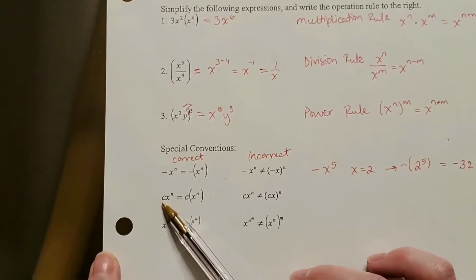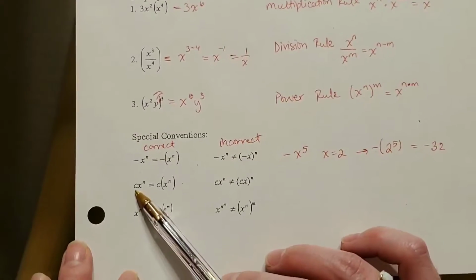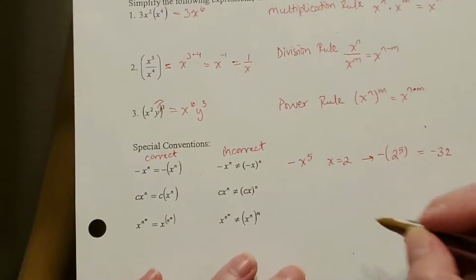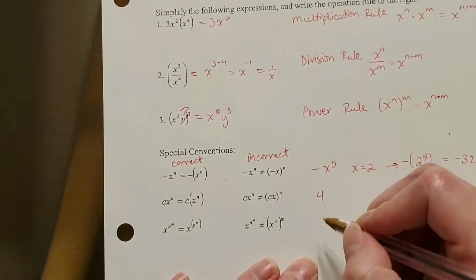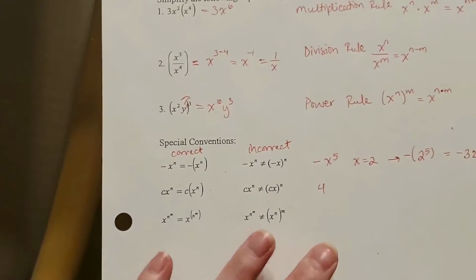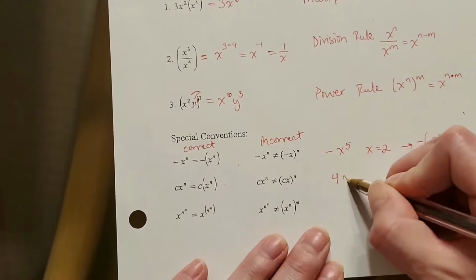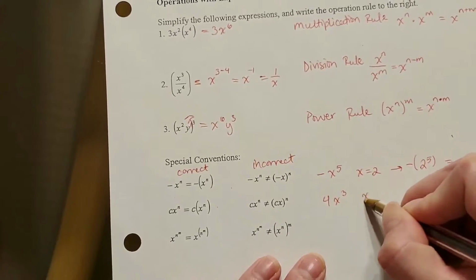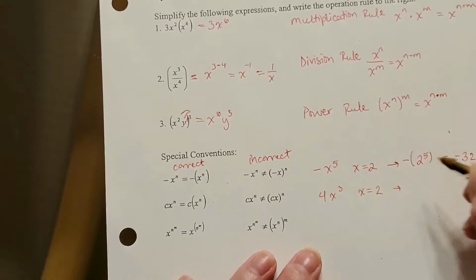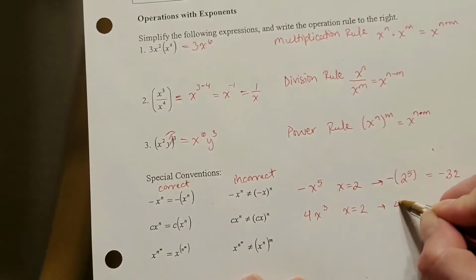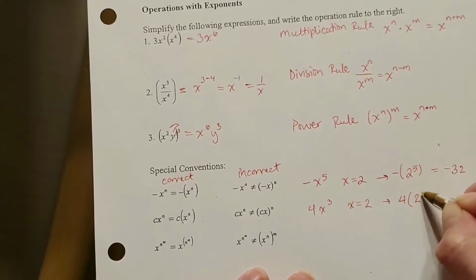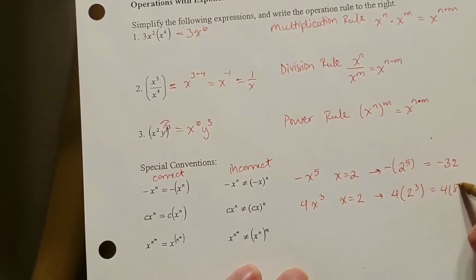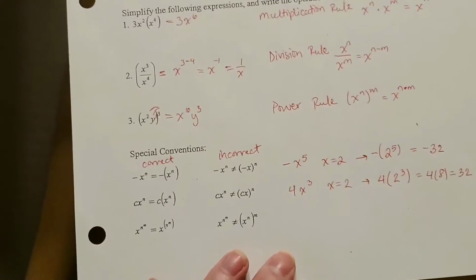Okay. If we have a coefficient in front, then remember it's just that coefficient times the result of your number to a power. So if we have, for example, 4x cubed, and we say that we want x to be 2. We'll use 2 because that's easy. Then we're thinking of this as 4 times whatever the result of 2 cubed is. So 2 cubed is going to be 8, so 4 times 8 is 32.